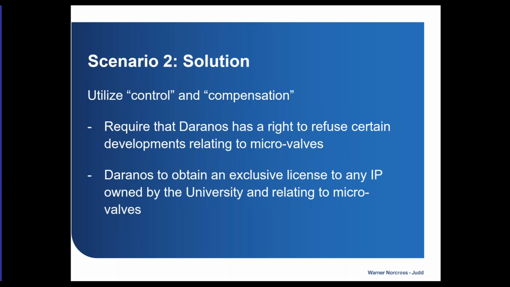Second is compensation. Theranos may want to obtain an exclusive license to the IP that will be owned by the university that's related to the microvalve technology. This will allow them to prevent the university from licensing to others to be able to practice the technology, so that Theranos can hopefully recoup its financial investment.